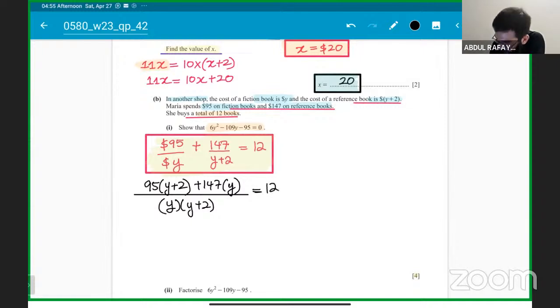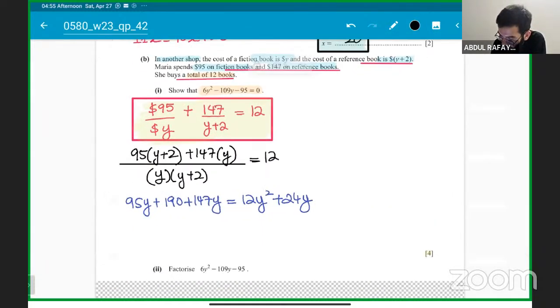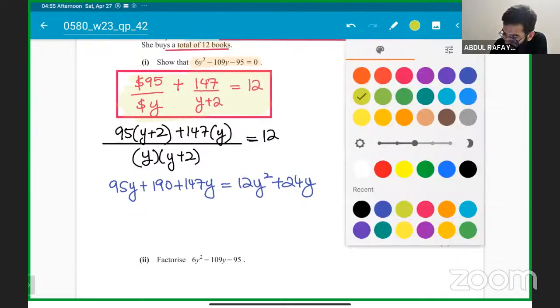So let's quickly try to solve and get the working done. It will be 95y plus 95 times 2, which is 190, plus 147y, equal to 12y square plus 24y. Okay. So 12y square plus 24y. पहले simplify कर लेते हैं. Everyone got this? If anyone is not getting, let me know.